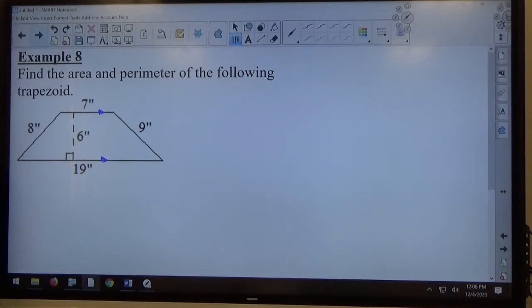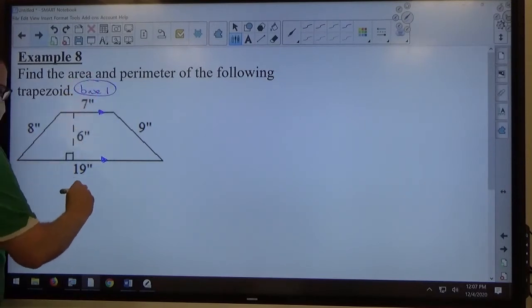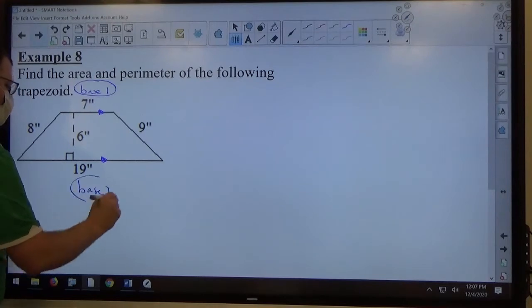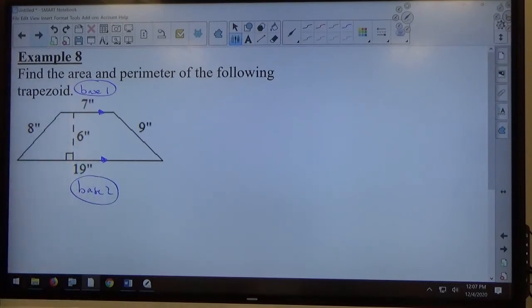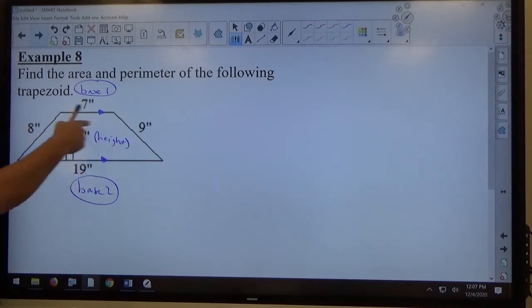All right, and you have a top base, we'll call that base 1. And you have a bottom base, we'll call that base 2. It doesn't matter which one's base 1 or base 2, there's just two different bases. And then you have a perpendicular height. The other two sides don't factor into area, but they do factor into perimeter.